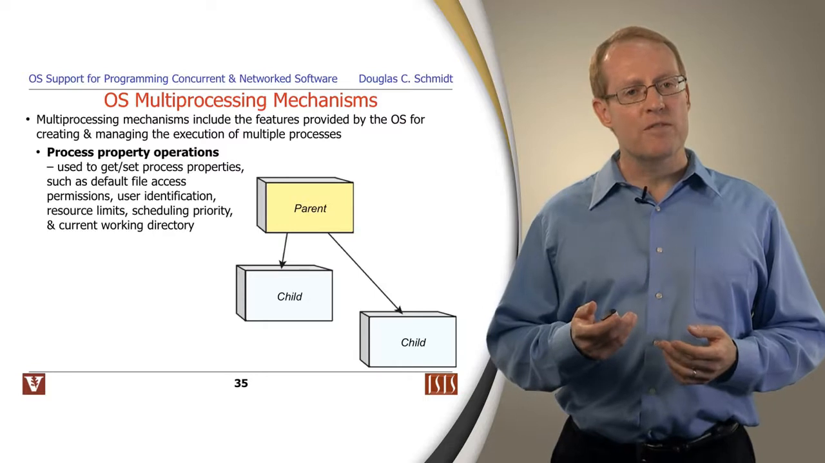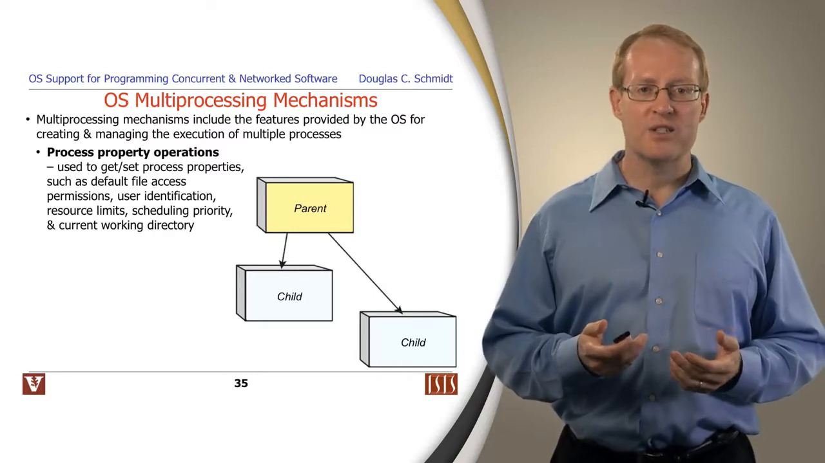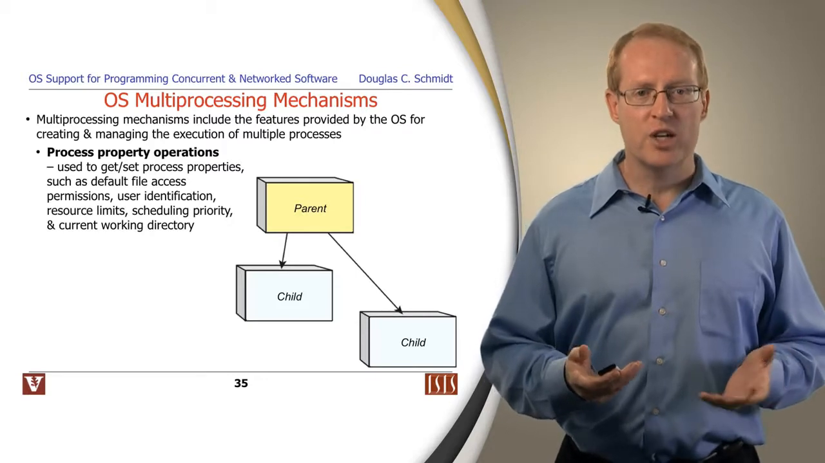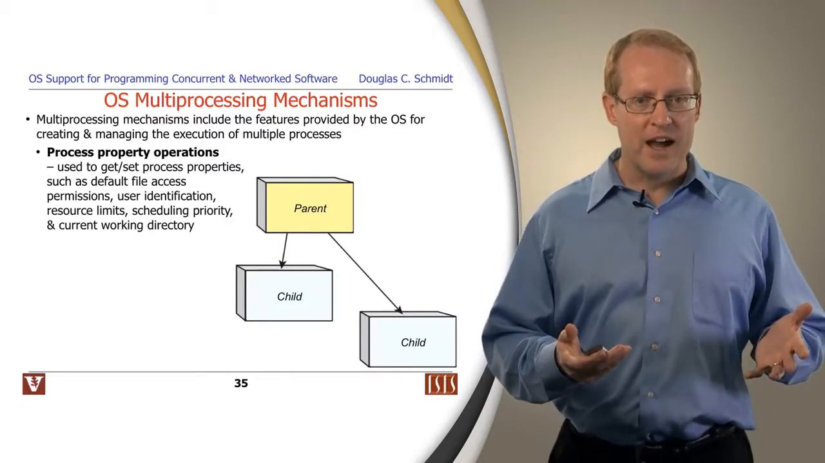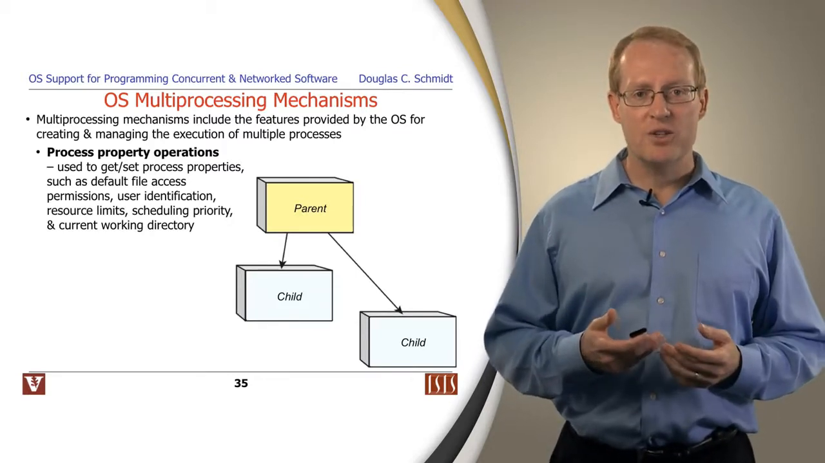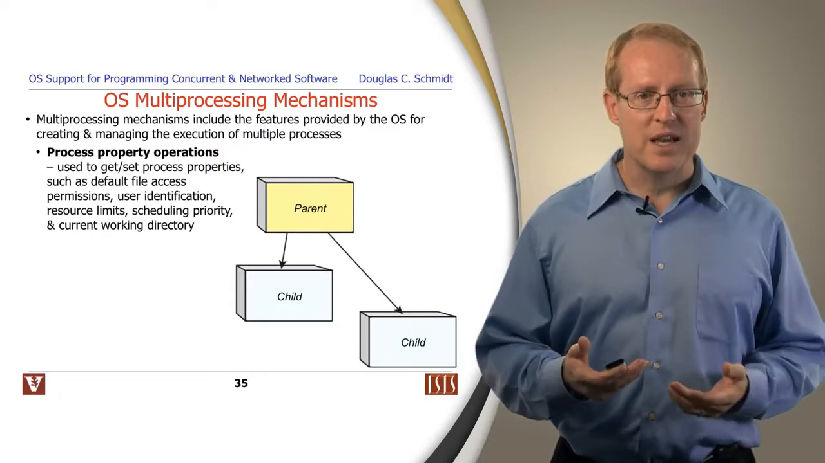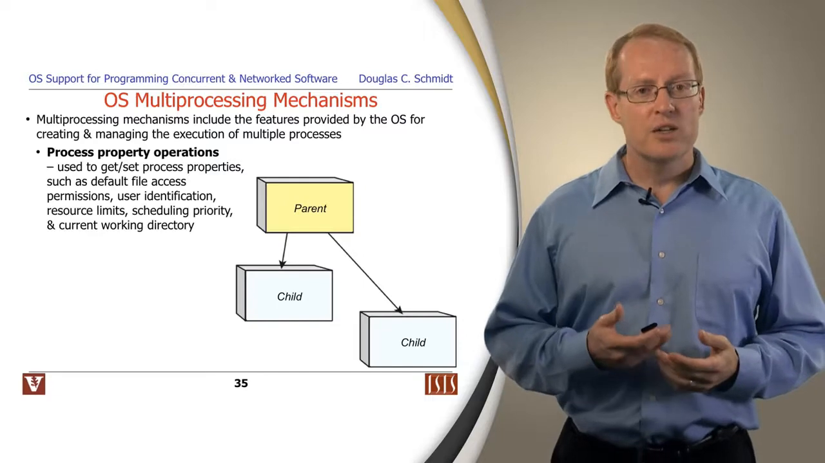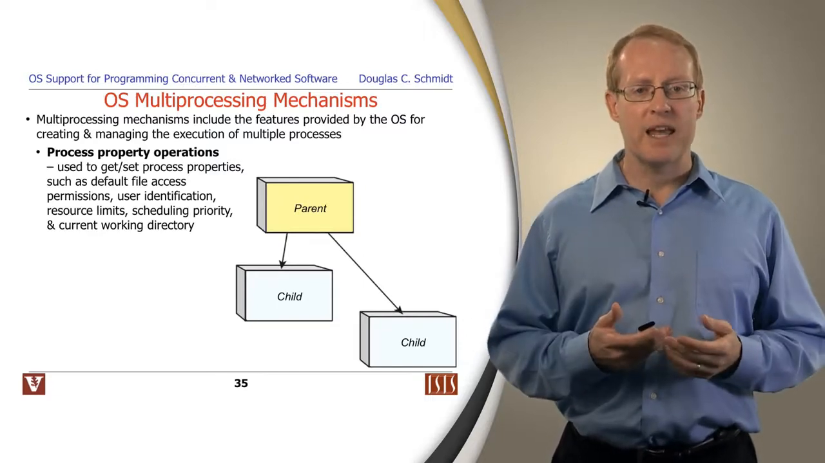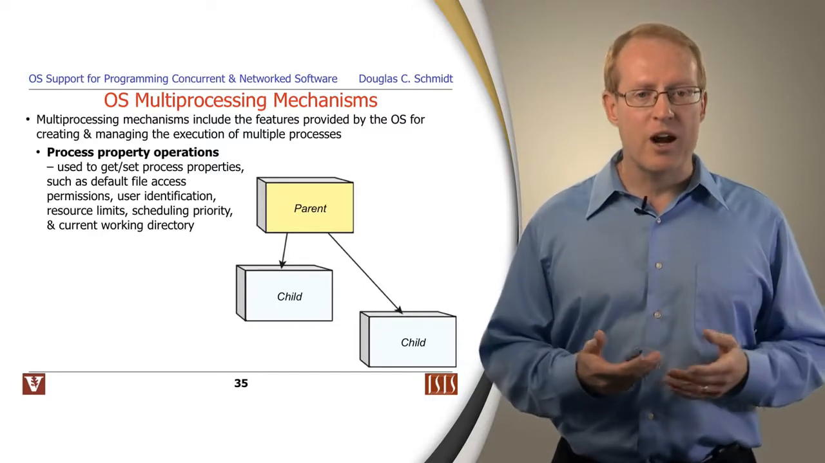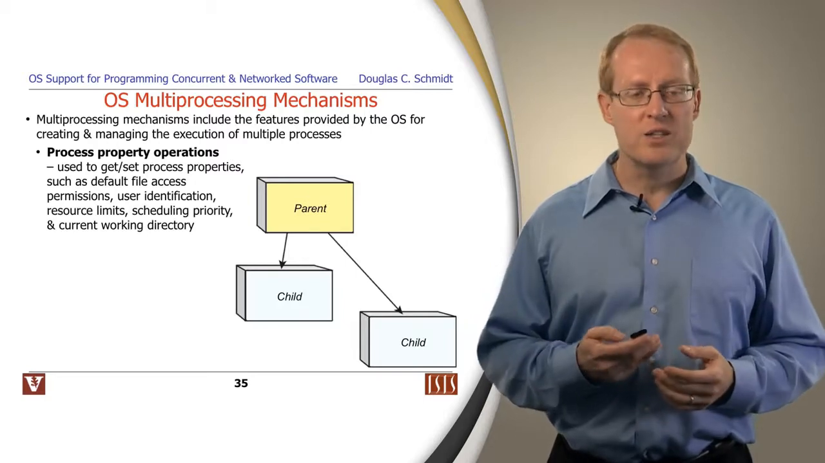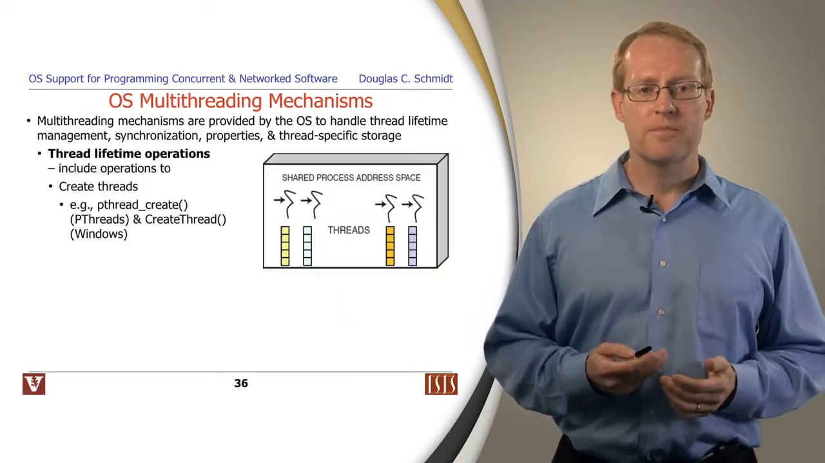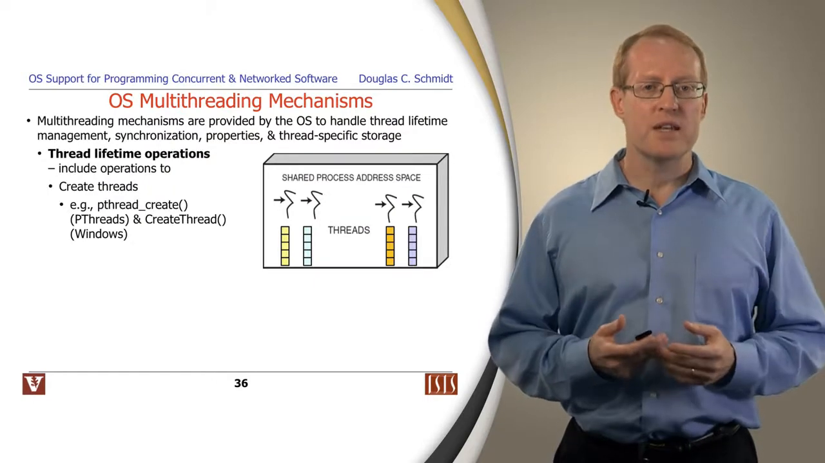There's also a number of property operations that processes support to do things like change the protection for default file operations, change the user ID of the process in order to be able to gain or reduce various privileges, set the amount of resources that can be allocated, change the scheduling priority, set the current working directory. These are the kinds of things you most usually do if you're doing systems programming. So that's what a process is.